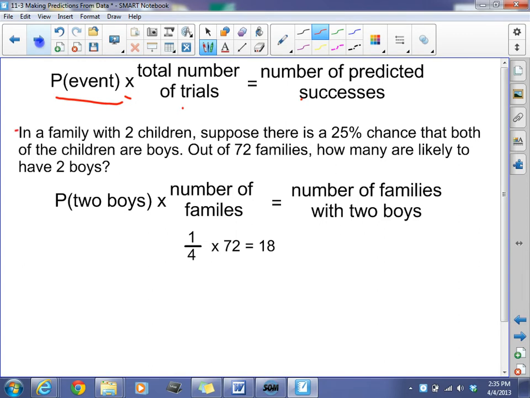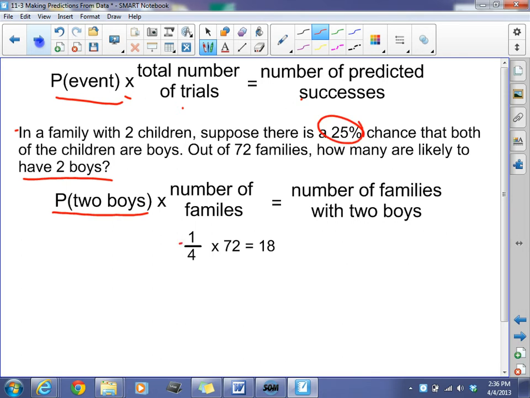First question. This is example 1 on page 559. It says, in a family with 2 children, suppose there is a 25% chance that both of the children are boys. Out of 72 families, how many are likely to have 2 boys? So the question is, right there, the probability of 2 boys. And so I set it up. Probability of 2 boys. Now I know there is a 25% chance of that happening.